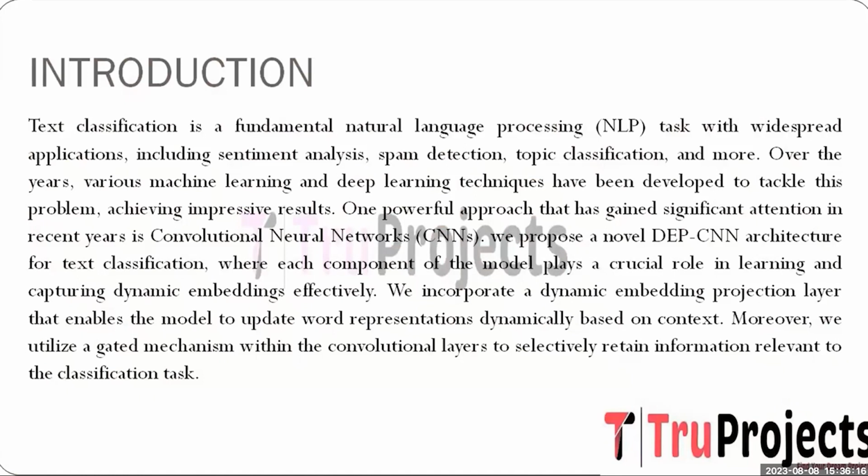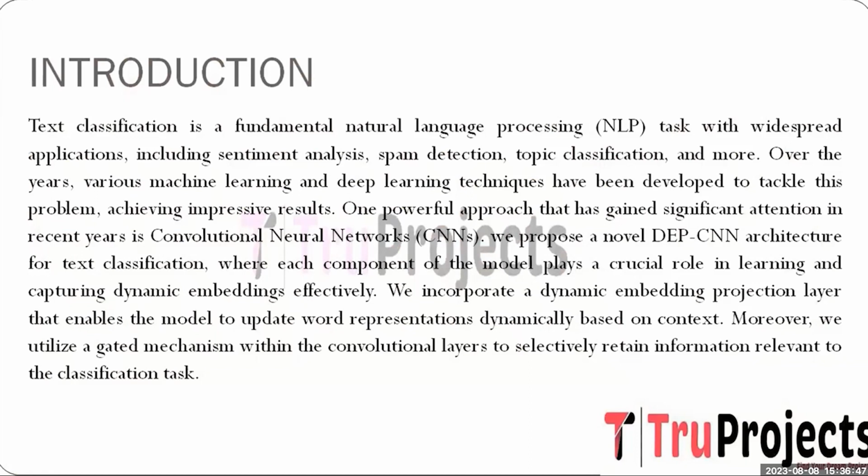Through time, a spectrum of machine learning and deep learning methods have been advised to address this challenge, delivering remarkable outcomes, and an influential strategy that has garnered notable interest recently is the CNN. In this study, we introduce an innovative deep GCNN architecture for text classification, where each facet of the model assumes a pivotal role in adeptly acquiring and encapsulating the evolving embeddings.